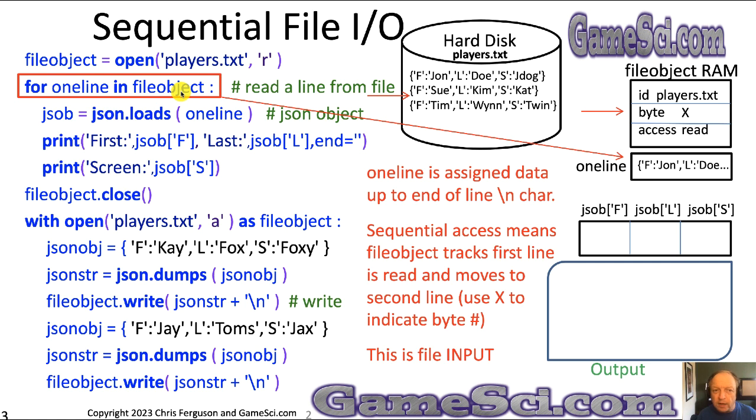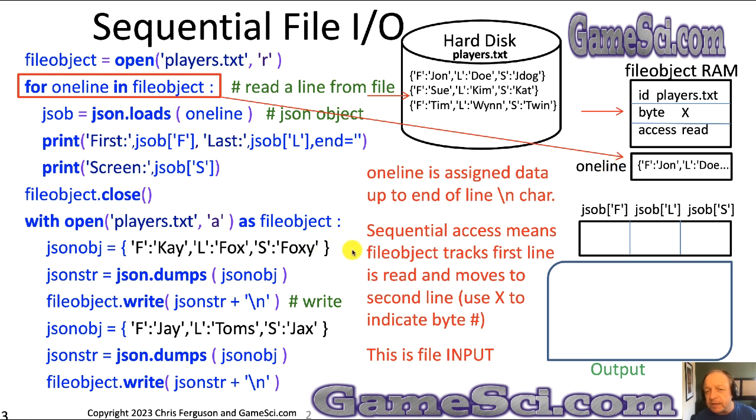For one line in file object, this is slightly different than we did before. We're going to read each line directly from the file. One line is assigned the data up to the end of the line, or \n character, of the file. So what it did is it went and read this first line of the file right here. When it hit a \n, it finishes the read and assigns what it read to the one line variable. \n's are extremely critical for this technique of reading files.